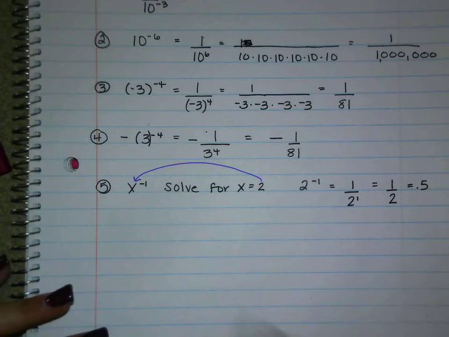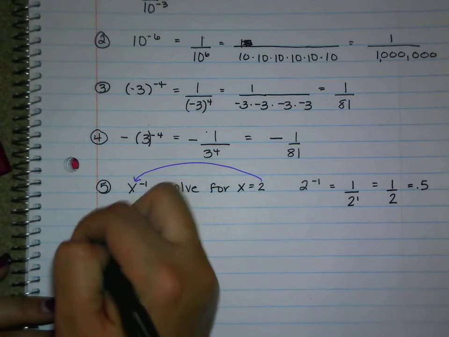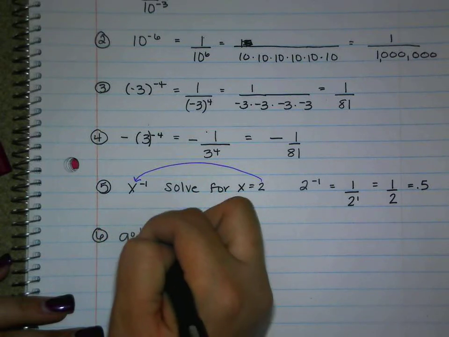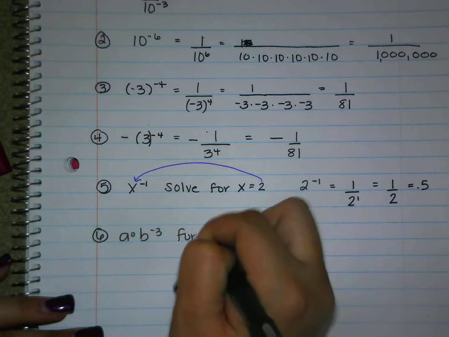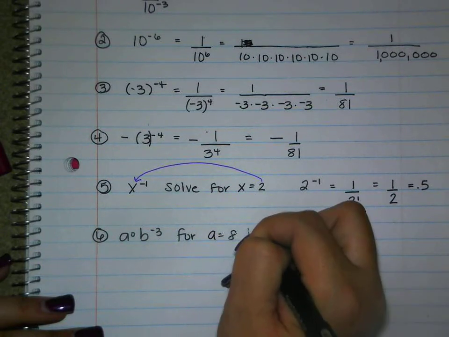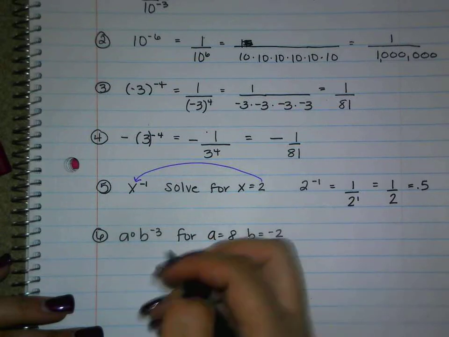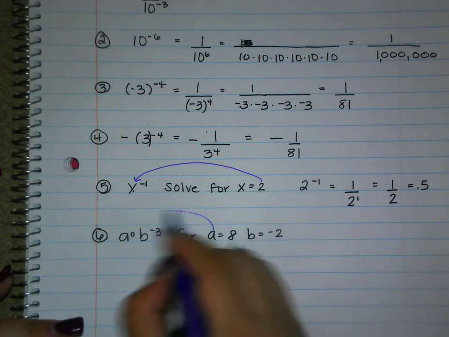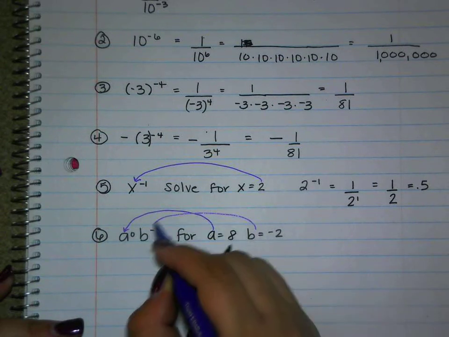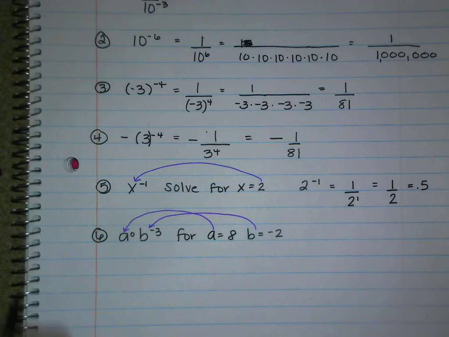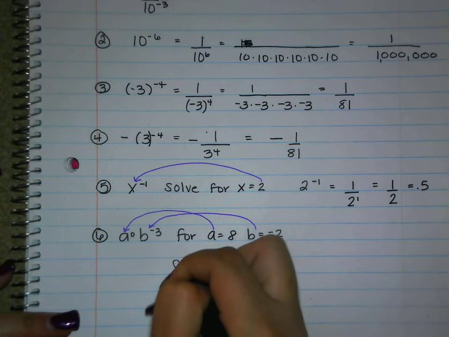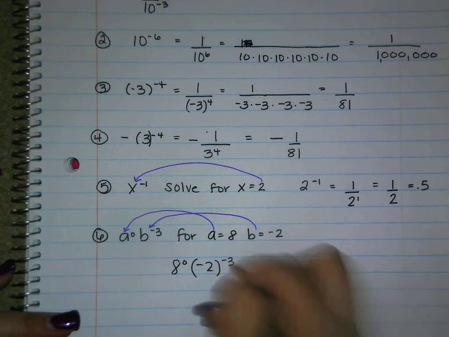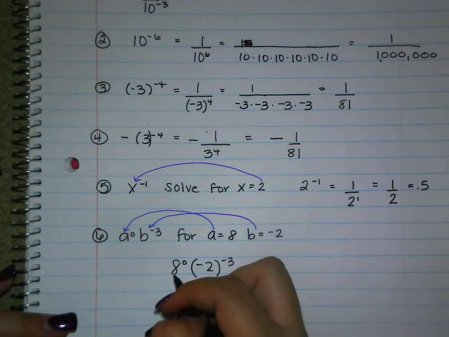Okay, let's try a couple more, and then you can start with your homework. So that's going to be a to the 0 power, b to the negative 3 power, for a equal to 8, and b equal to negative 2. So we'll have a to the 0 power. If we plug these in, we're going to replace the a with an 8, and we're going to replace the b with a negative 2. So we're going to say that that's 8 to the 0 power times negative 2, with parentheses around it, to the negative 3 power. Well, we know that this one is 8 to the 0 power.